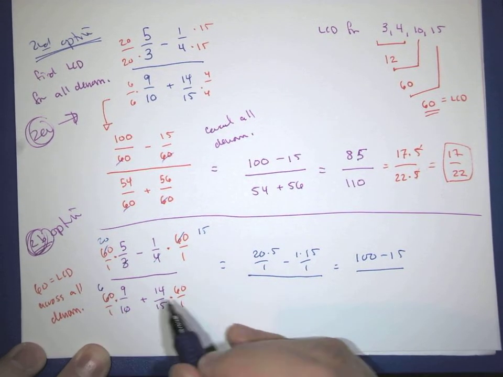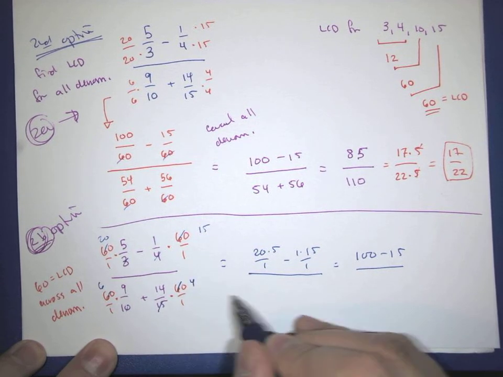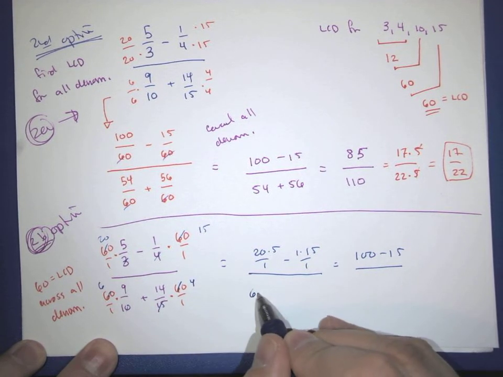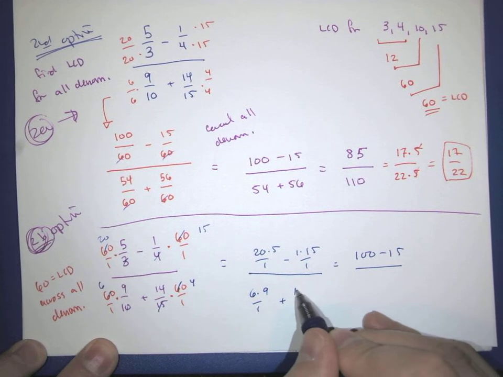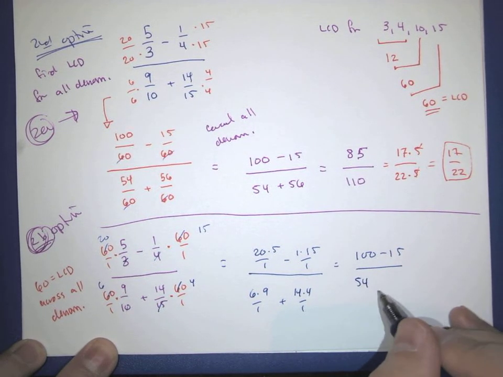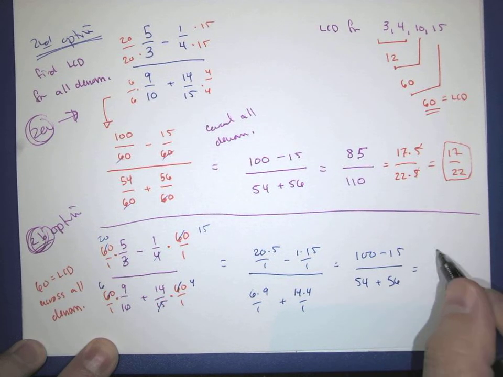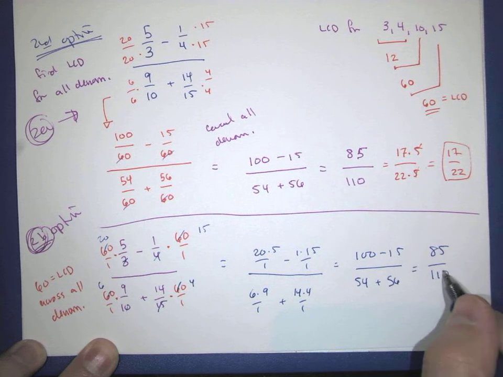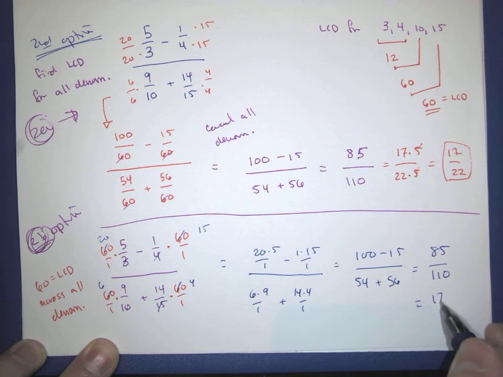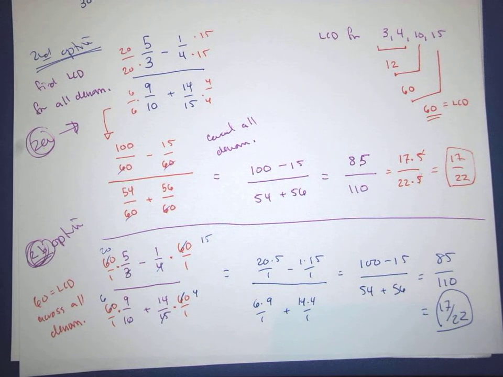right? 10 and 60 is 6, 15 and this is 4, so that's going to be, right, 6 times 9 over 1 plus 14 times 4 over 1. This gets us to that same thing we had again, right? 54 plus, what do we say this was? 56. So we get 85 over 110, just like we had, which is going to simplify down to our 17 over 22 again. So same answer, you're just sort of going through the process in a slightly different way. So up to you.